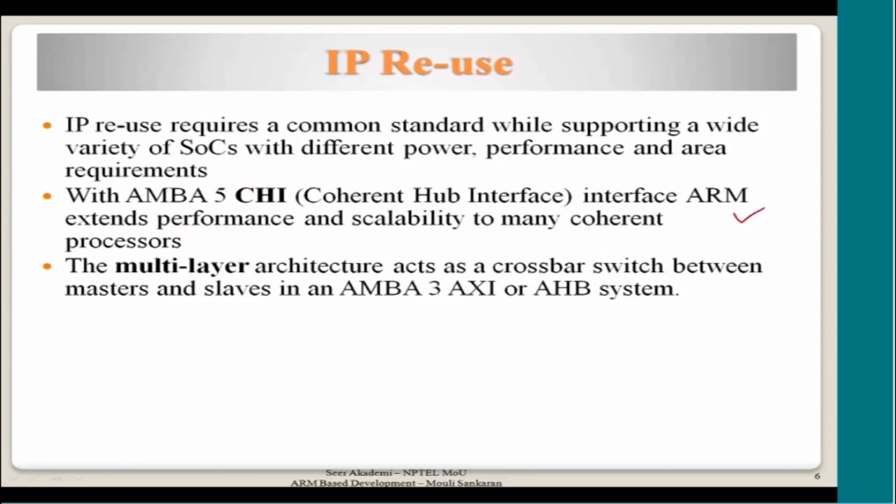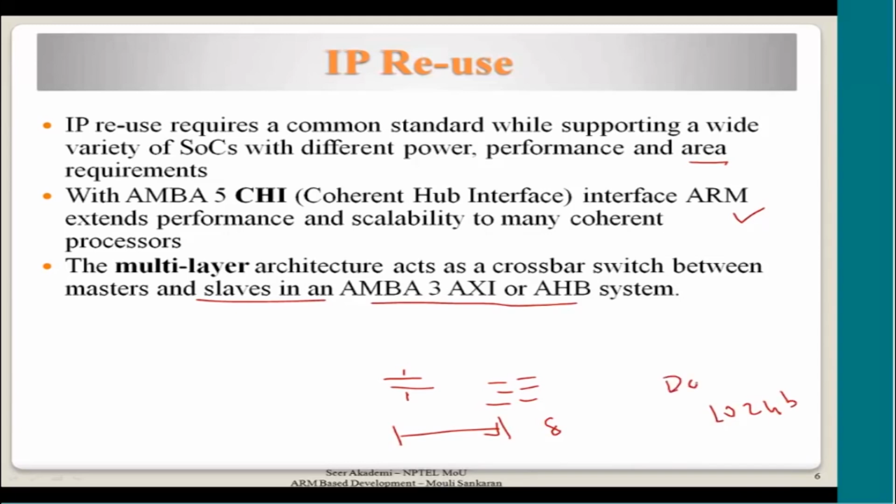And the multi-layer architecture acts as a crossbar switch between masters and slaves in AMBA 3 systems. So multi-layer systems help in terms of area. When you have the interconnects going over multiple layers, the effective area occupied by the bus comes down. And then the width of the bus. See, actually this AMBA bus varies in terms of width from 8 to 1024 bits. The data bus width of the AHB bus could vary from 8 bits to 1024 bits. This is a very wide support in terms of the number of data lines in the bus.